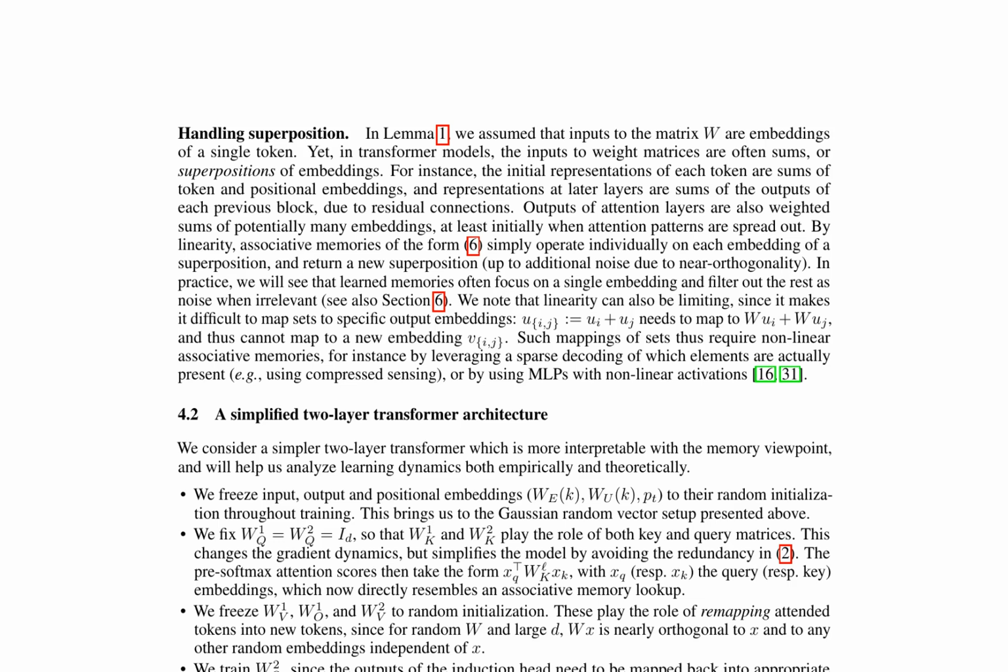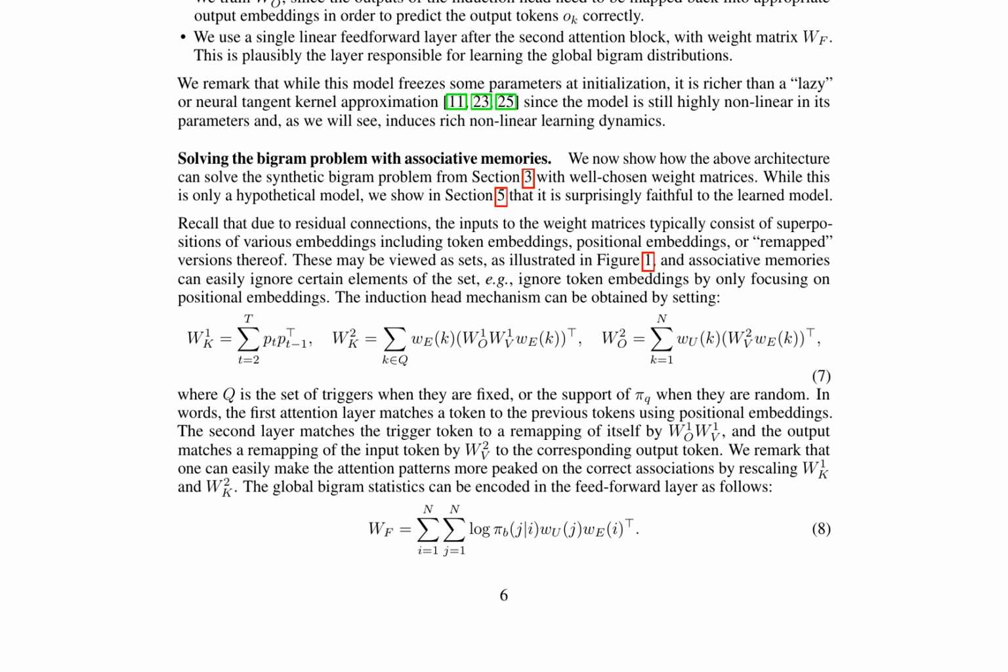The architecture includes a single linear feed-forward layer after the second attention block, which is responsible for learning global bigram distributions. We show how this model can solve the synthetic bigram problem by ignoring certain elements of the set and focusing on positional embeddings. The induction head mechanism matches a token to the previous tokens using positional embeddings and remaps the input token to the corresponding output token. The global bigram statistics are encoded in the feed-forward layer.